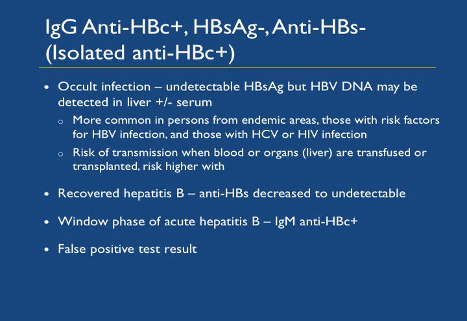It is much more common in persons from endemic areas, those with risk factors for hepatitis B infection, and those with hepatitis C or HIV. Although these people are surface antigen negative, if they become blood donors or organ donors, they can transmit infection. This is particularly so if the livers are being used for liver transplantation.